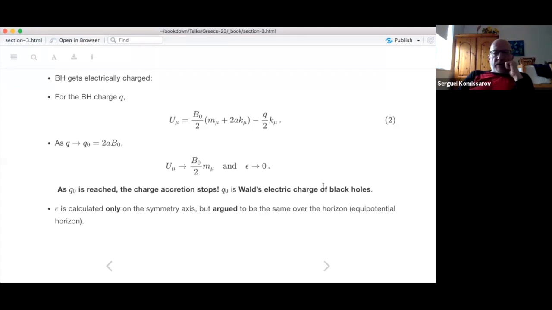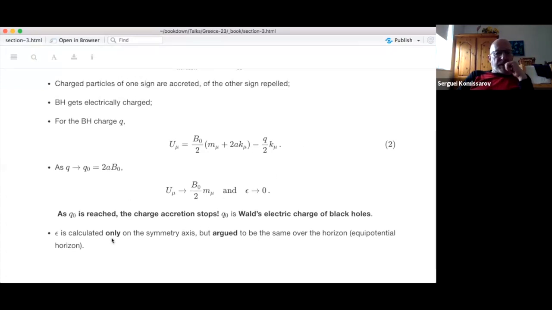And Q naught is called the Wald electric charge of black holes. Right? So as the potential difference is 0, then no more charges are accumulated. So Wald concluded that the black hole will acquire this charge, and then no more charges will be accreted. And as we pointed out, he calculated this energy, injection energy, as he called it, only on the symmetry axis. And he just argued that it will be the same for any other point on the horizon. So essentially, he treated the horizon as an equipotential surface.